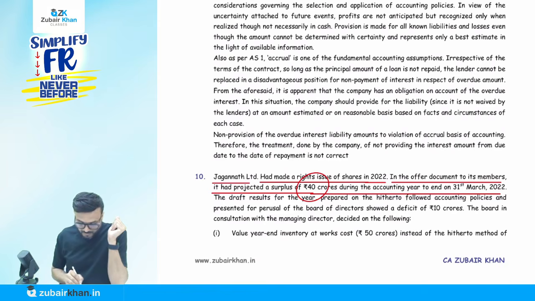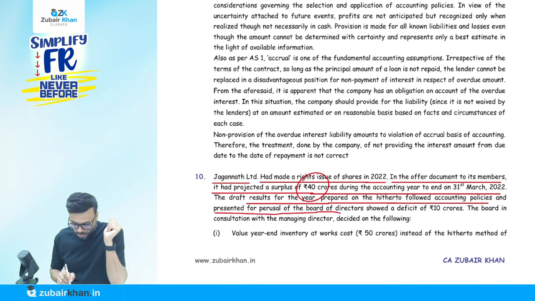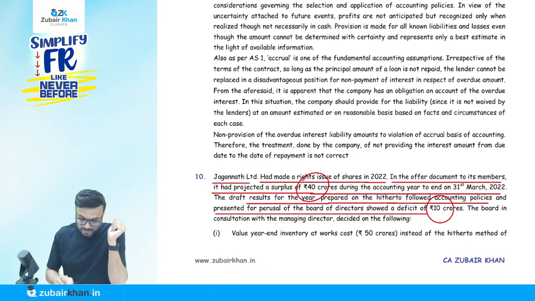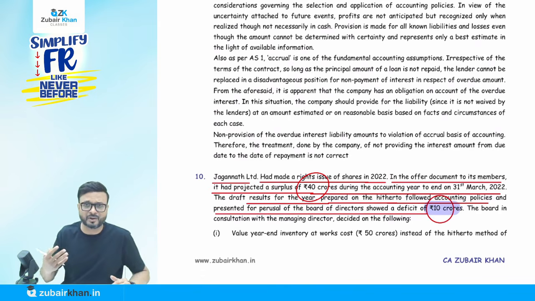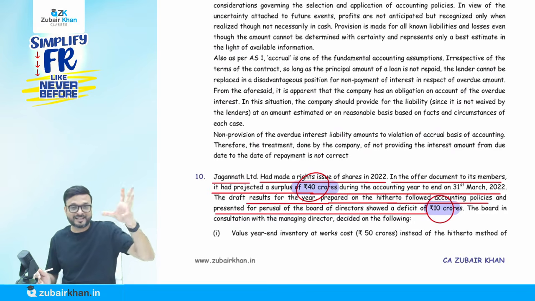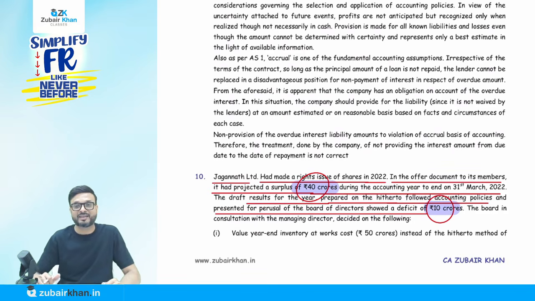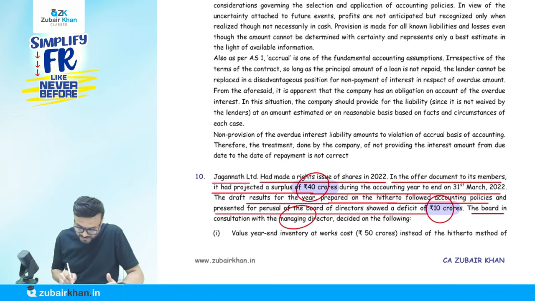The draft result for the year, prepared on the hitherto followed accounting policy and presented for perusal of the board of directors, showed a deficit of 10 crore. Basically, when they prepared the draft on 31st of March, they were showing the 10 crore deficit. Initially, they projected that they were going to make a profit of 40 crore, but they have a loss of 10 crore. So the board, in consultation with the managing director, decided on the following.